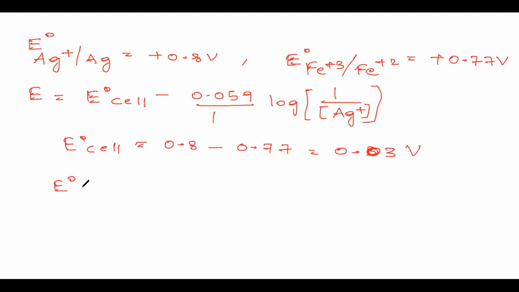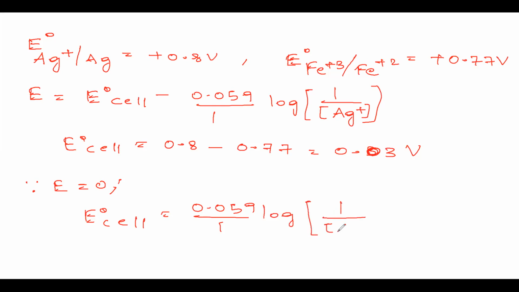Since the EMF of the cell, capital E, is equal to 0, we can write the further equation. E is equal to 0 implies E degree of cell is equal to 0.059 by 1 into log of 1 by concentration of Ag plus. We have to find that. Why have we taken 1 by concentration of Ag plus? Because the concentration of Fe plus 3 is equal to the concentration of Fe plus 2. It is already mentioned in the numerical. So by this we can write 0.03 is equal to 0.059 by 1 into log of 1 by Ag plus.